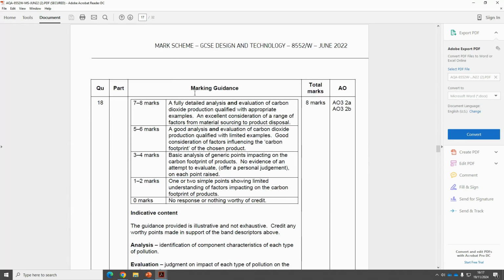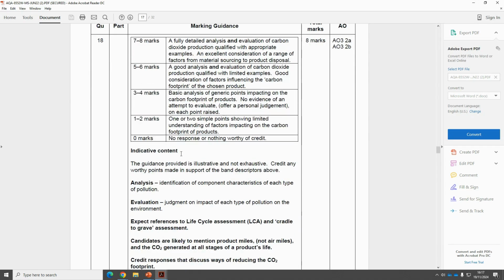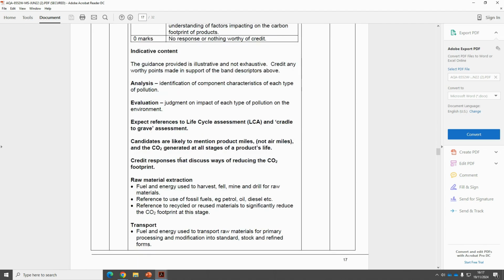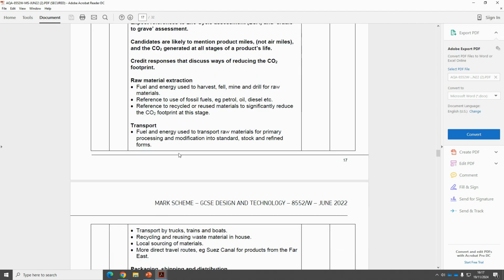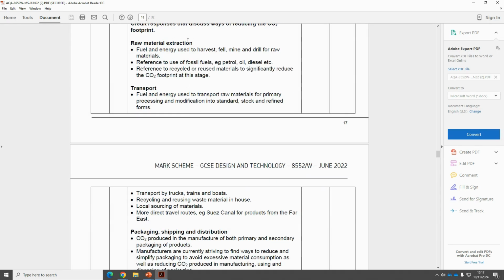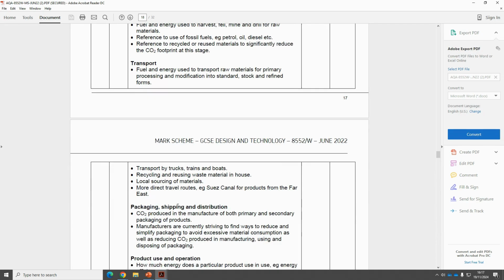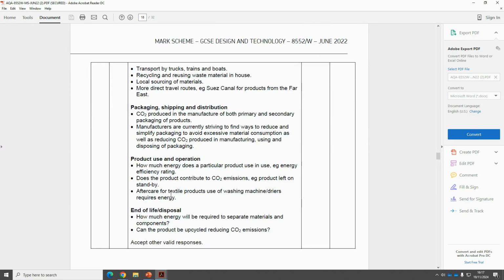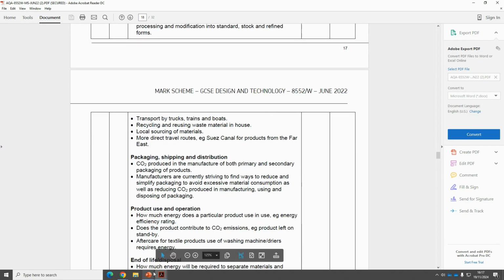At the top of question 18, you get descriptors for the mark bands, but what you might find really useful is this indicative content. This isn't the exact content that you need for the marks, but it's what they're suggesting they would be expecting you to write down in those sections. It's not an exhaustive list, but it's useful for revision. It's talking about the life cycle of the product in the question, so it's broken down into 5 sections: raw material extraction, transport, packaging, shipping and distribution, product use and operation, and end-of-life disposal. And then it's got some suggested content for that question.